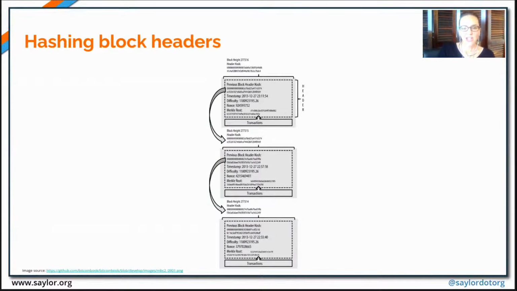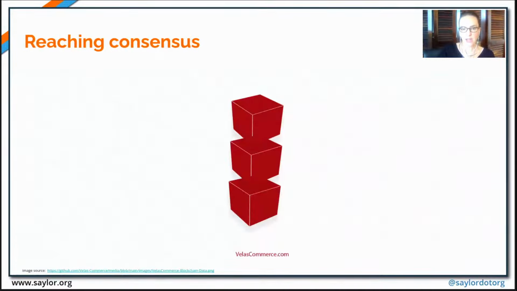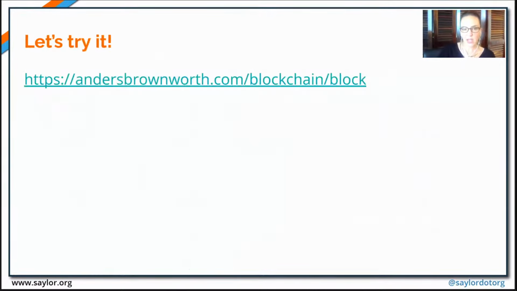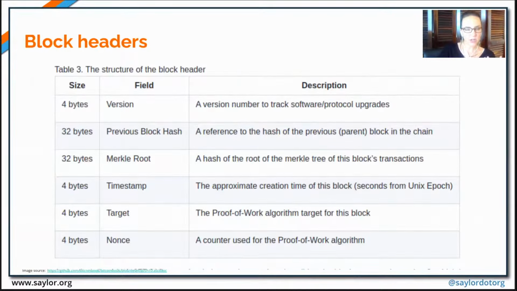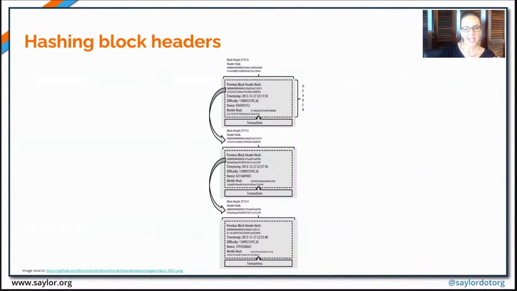All right, hashing block headers. So here we have a nice little visualization of the blockchain. Every 10 minutes, another block gets added to it and stacks on top of the last one. Again, this is the block header. That's what gets hashed.